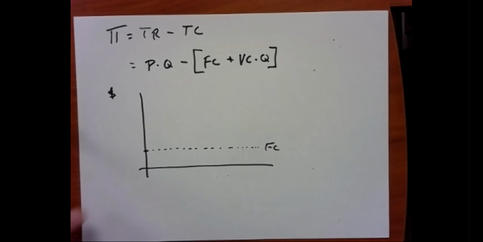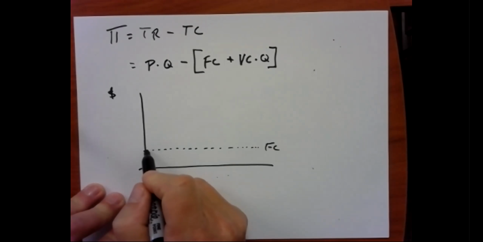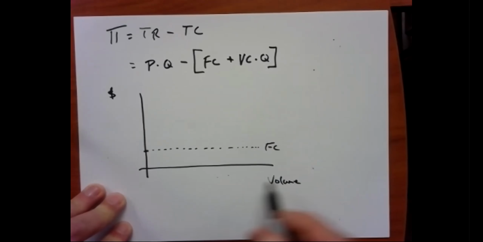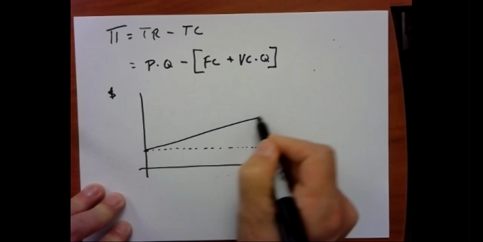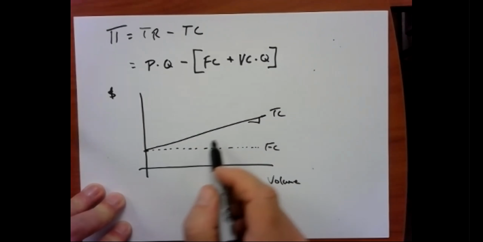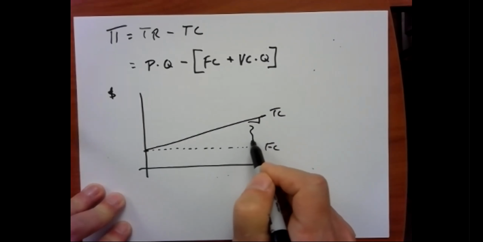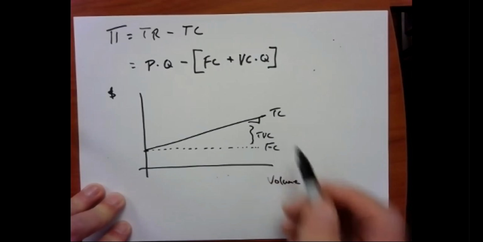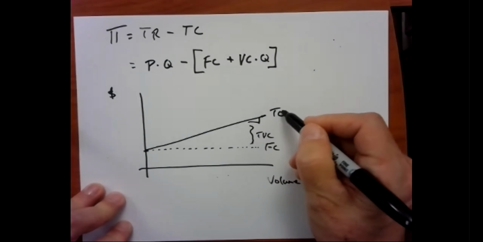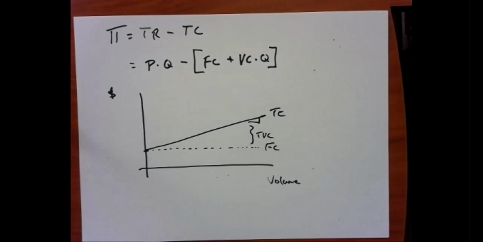And so we have fixed cost that we have to pay regardless of our volume. And then, going up from fixed cost, we add on our total variable cost, on top of the fixed cost, to get our total cost. That's our cost curve. We already did that one.